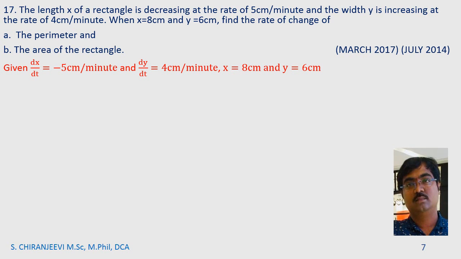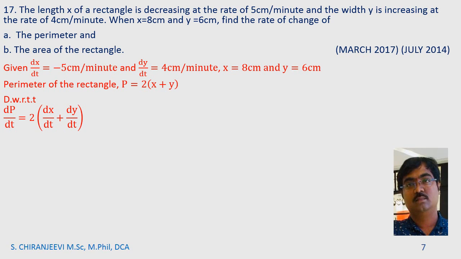Given dx/dt equals minus 5 cm per minute, dy/dt equals 4 cm per minute, x equals 8 cm and y equals 6 cm. Perimeter of the rectangle P equals 2 times (x plus y). Differentiating with respect to t, dP/dt equals 2 into (dx/dt plus dy/dt). dP/dt equals 2 into (minus 5 plus 4), which is minus 2 cm per minute.